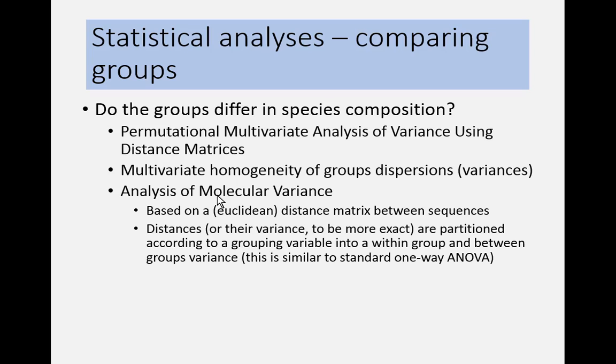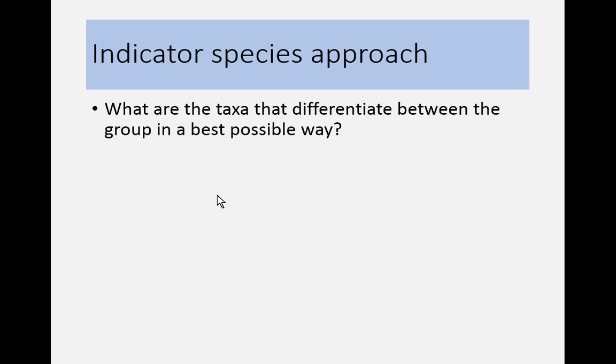But anyway, there's this permutational test, multivariate homogeneity test, and the analysis of molecular variance. And Chipster lists all of these. And there's also the indicator species approach that you can use for checking which taxa, which species, differentiate between the groups in the best possible way, or which are the species that you can use as indicators for a certain kind of environment.